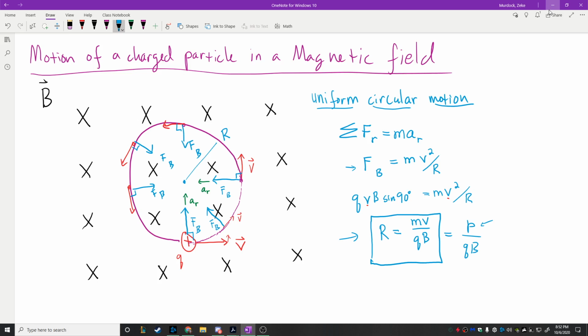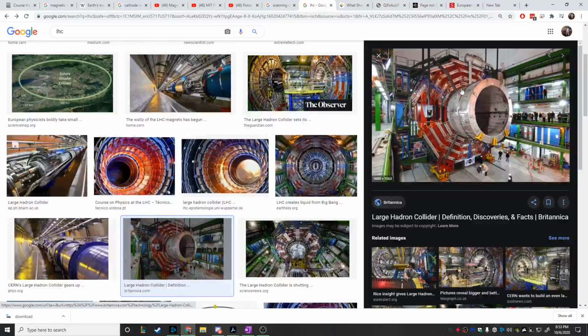Yeah, I used to work at a place like that. The LHC is in Europe. I worked at a place in Chicago called Fermilab while I was in grad school, and I worked on one of these machines.